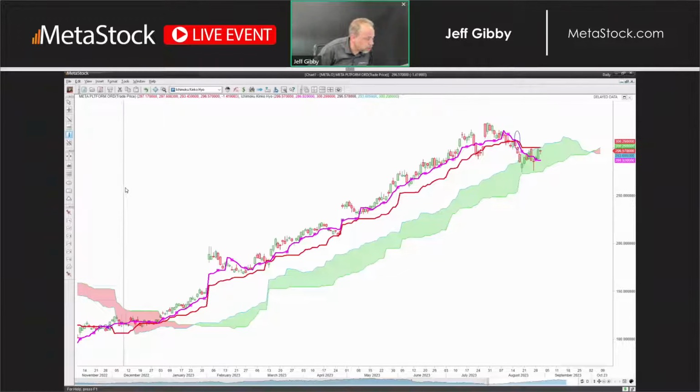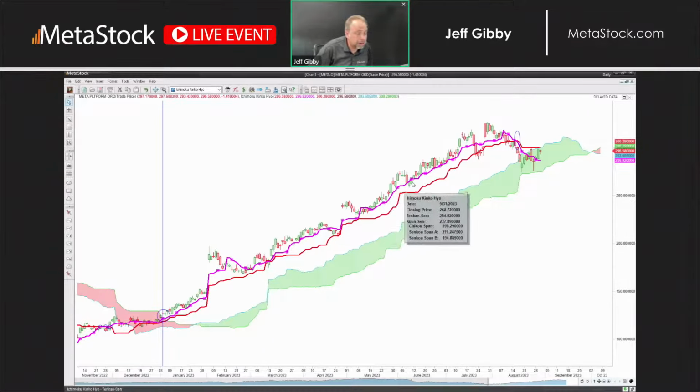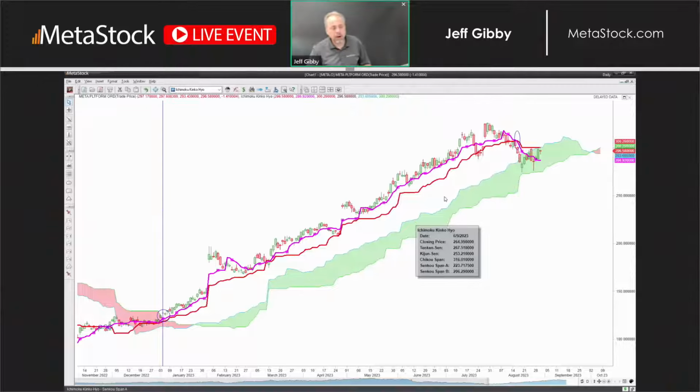Right here, it went from being within the cloud to being above the cloud. There's a cross that happened right here on the chart, okay? And I'll circle that again, okay? As long as our price is above the Kumo, the Ichimoku is going to be in a bullish phase, okay?